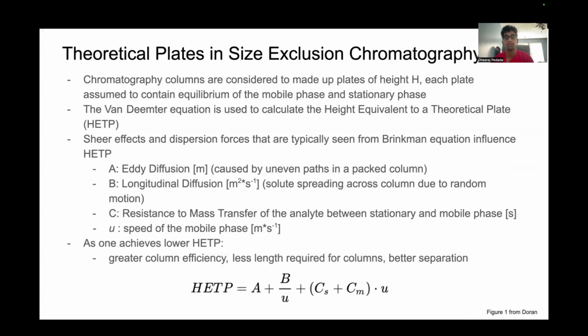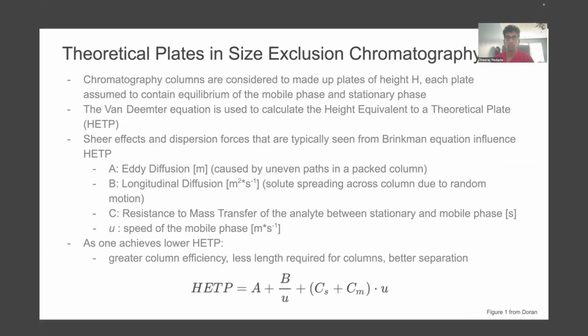So when you're calculating HETP for a size exclusion chromatography column, you basically want to minimize the HETP value, because minimizing it represents greater column efficiency. It means that you need less length for the columns, which in a laboratory setting can translate to a reduction of cost for these columns, and you also end up seeing better separation.